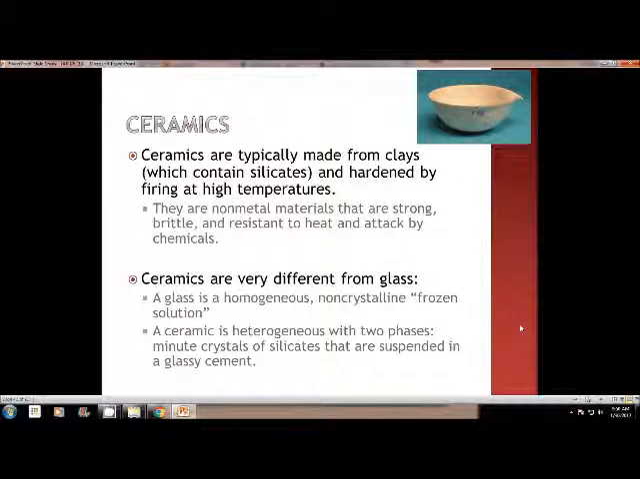Ceramics are another type of solid that are typically made from clays, which contain silicates, and they're hardened by firing at high temperatures. We use crucibles and evaporating dishes, which are made from ceramic. These are non-metal materials that are strong and brittle, and they resist heat very well, and they are not attacked by chemicals very well. Ceramics are very different from glass because glass is a homogeneous, non-crystalline, frozen solution, as we could call it, whereas a ceramic is a heterogeneous compound with two phases, minute crystals of silicates suspended in a glassy cement.